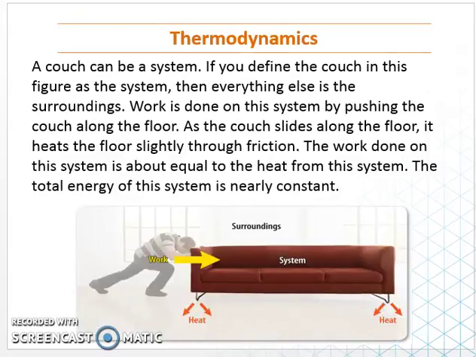A couch can be a system. If you define the couch in this figure as the system, then everything else is the surroundings. Work is done on this system by pushing the couch along the floor. As the couch slides along the floor, it heats the floor slightly through friction. The work done on this system is about equal to the heat from the system. The total energy is nearly constant.